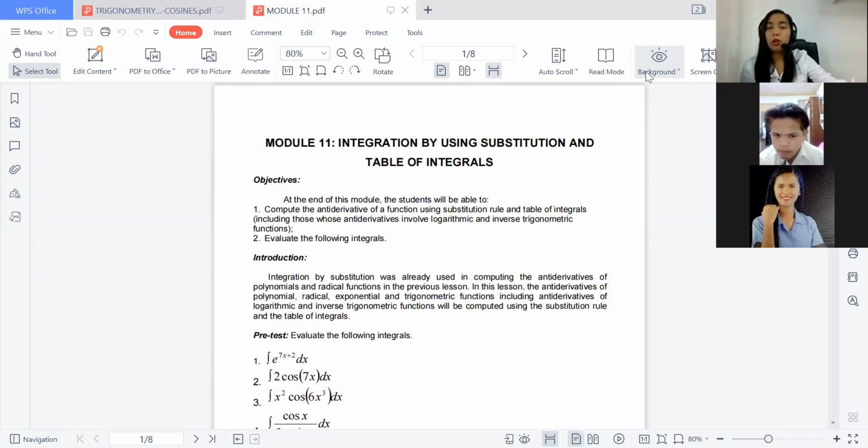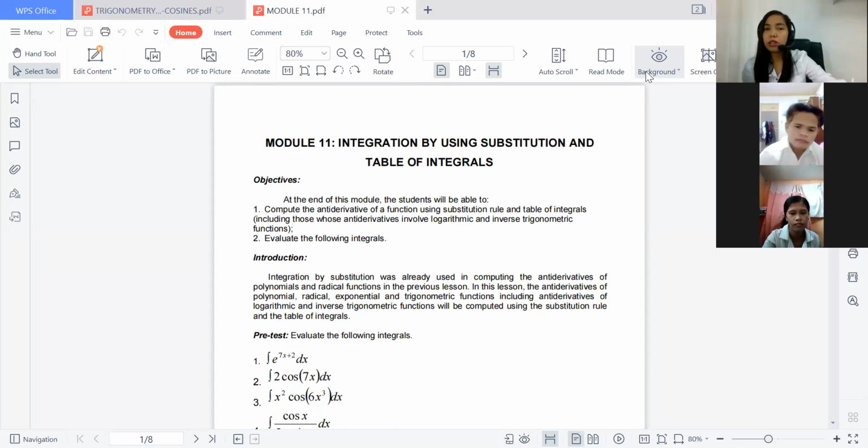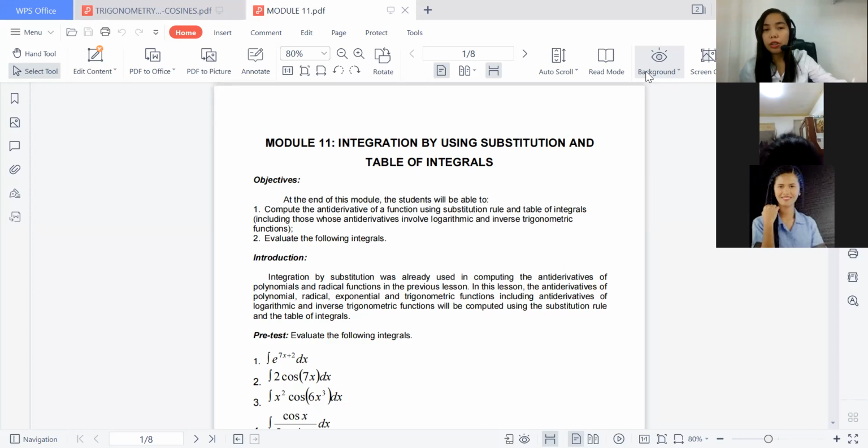Integration by substitution was already used in computing the antiderivatives of polynomials and radical functions in the previous lesson. In Module 10, we discussed integration using substitution for polynomial functions, like in radical functions, and some examples in trigonometric functions. So we will just add some formulas. In this lesson, the antiderivatives of polynomial, radical, exponential, and trigonometric functions, including antiderivatives of logarithmic and inverse trigonometric functions, will be computed using the substitution rule and the table of integrals.